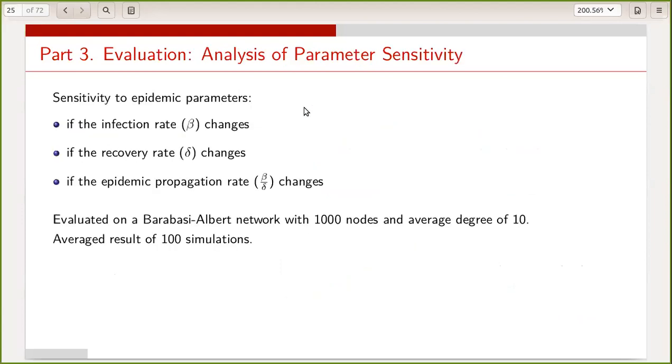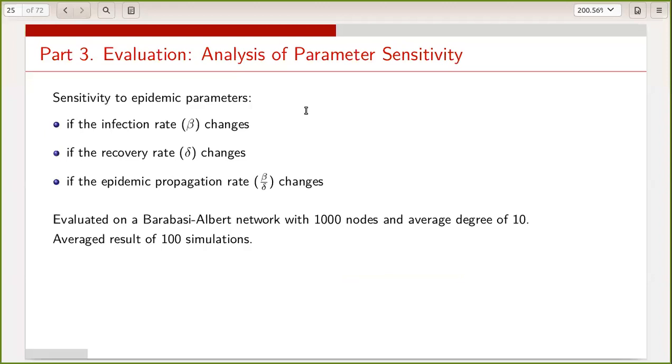But after that, we need to know the sensitivity to the parameters, whether our proposal, GraphShield, is sensitive to the epidemic parameters or not. So for example, if we change the infection rate, or if we change the recovery rate, or if we change the epidemic propagation rate.